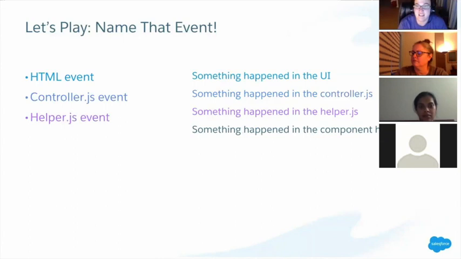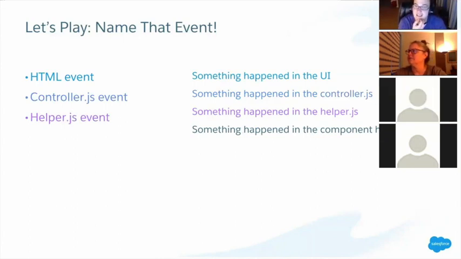Oh, the game isn't over. We're getting into the tough round now. Something happened in a component somewhere in the component hierarchy. So you know how we can embed components within each other? We know that something happened somewhere in that hierarchy. What kind of event might that be?